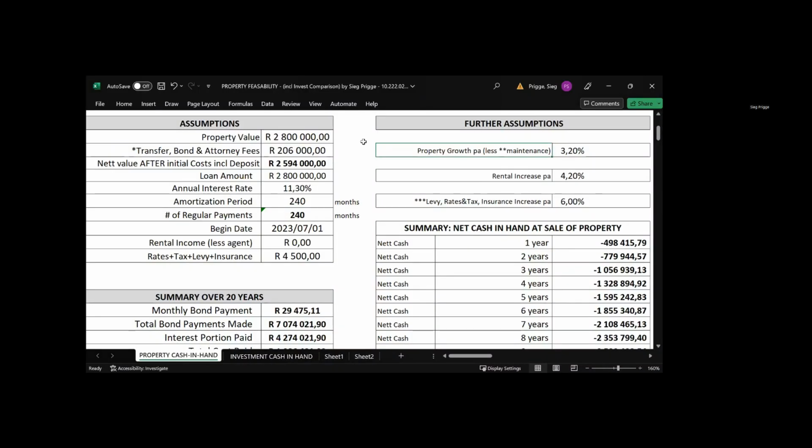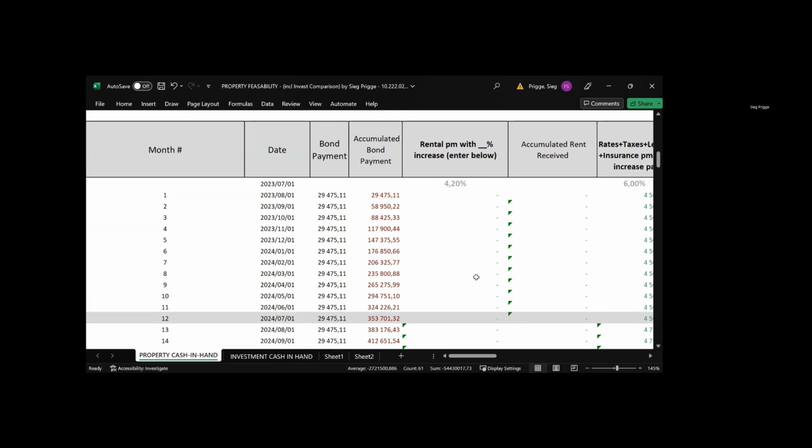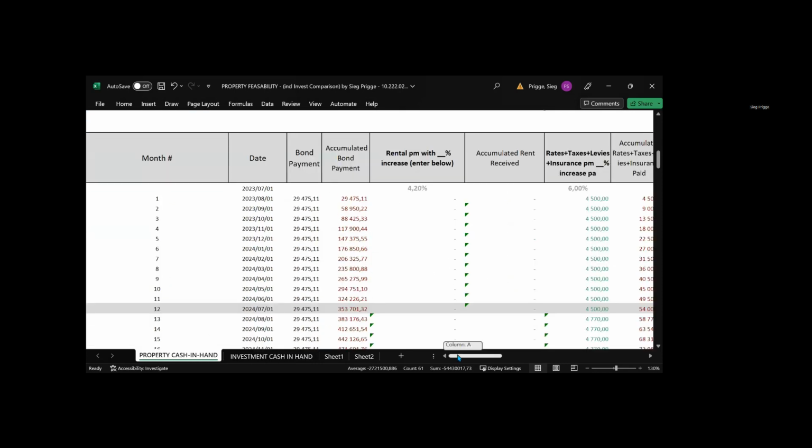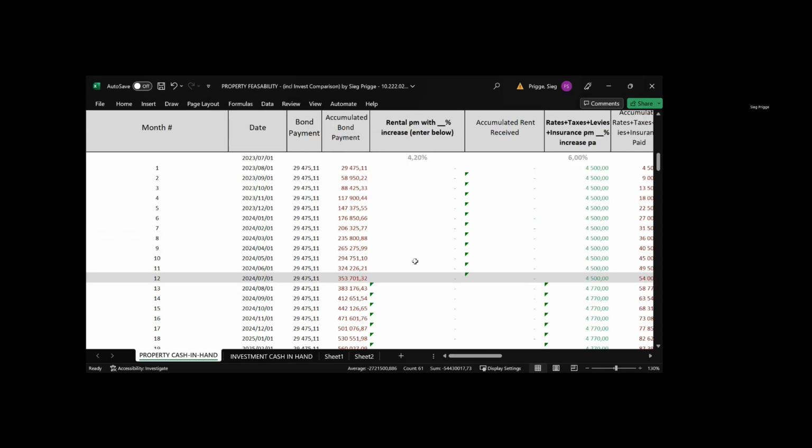Okay, let's go into the purchase side of the property calculation. We're going to go into the detailed side now. It might be a bit confusing, but just bear with me. I'm going to summarize everything in the end as well. It's important for you to know how this works in order for you to understand where these figures are coming from.